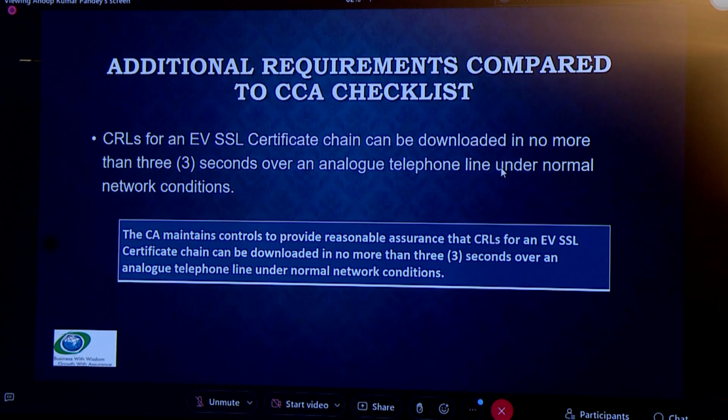This is another one. Any SSL certificates and CRLs, if you are publishing, should be published within 3 seconds. Currently, we have a 10-second timeline. It should be reduced to a 3-second timeline. That's what they expected.